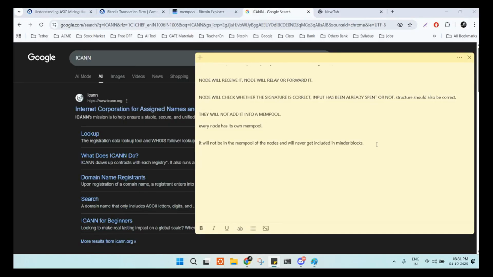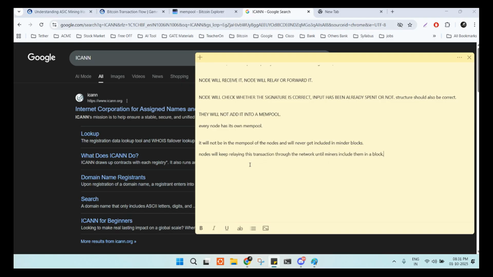But let us suppose everything is correct, so they will keep relaying. Nodes will keep relaying this transaction through the network until miners include it in a block. So nodes will keep relaying this information.